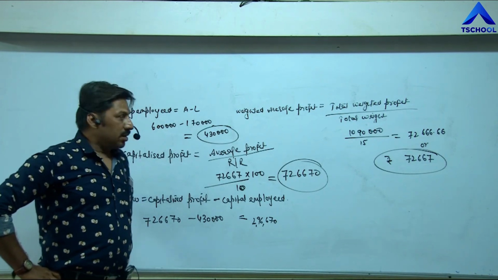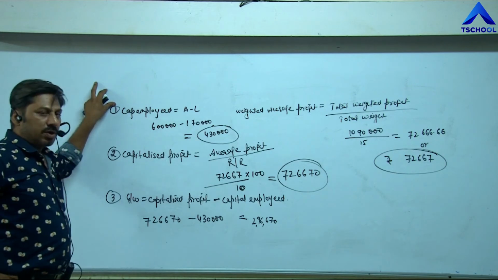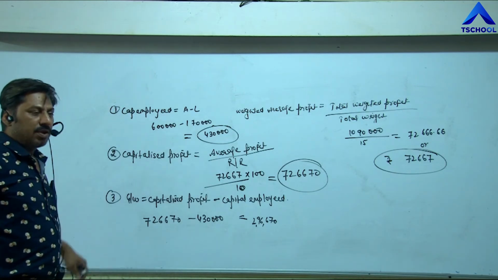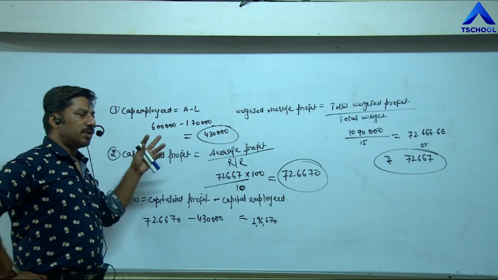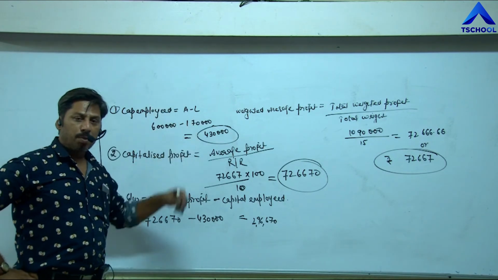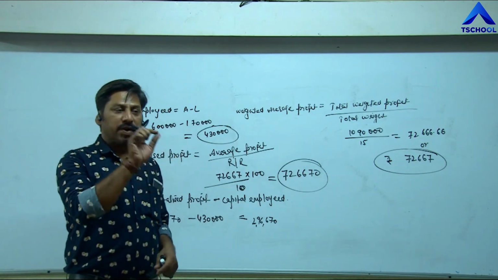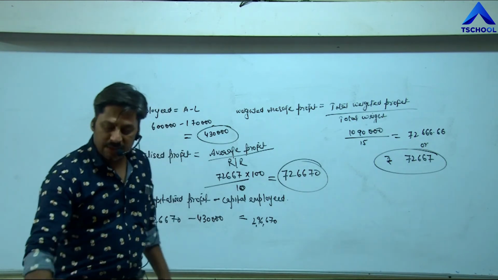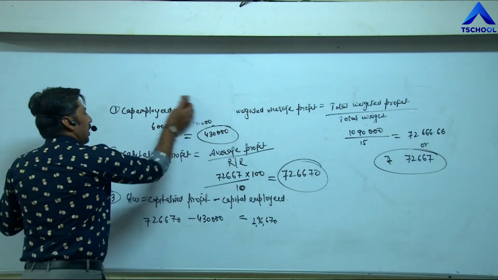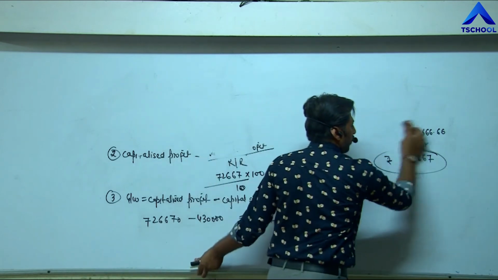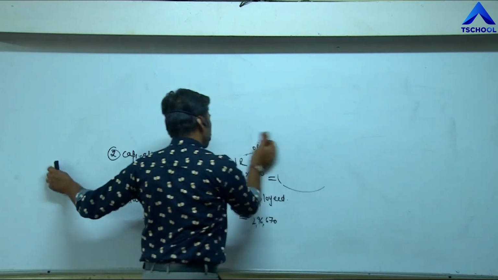First formula, average profit method. Average profit is equal to total profit upon number of years. Then in second step we can calculate goodwill. Goodwill is equal to average profit into number of years purchase.